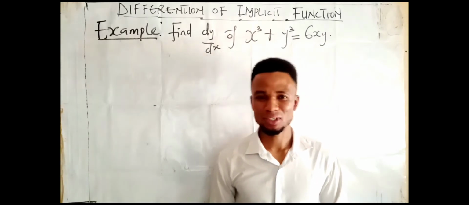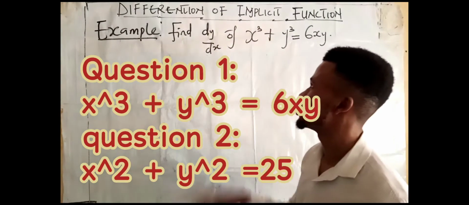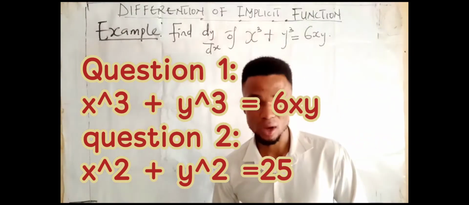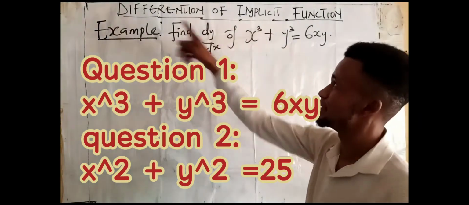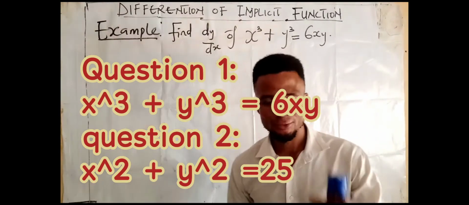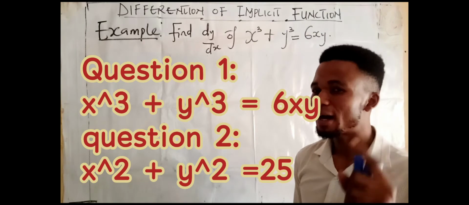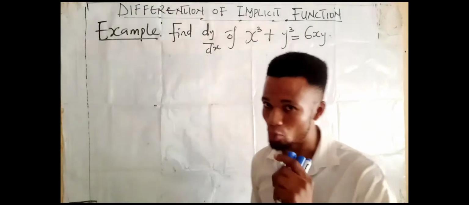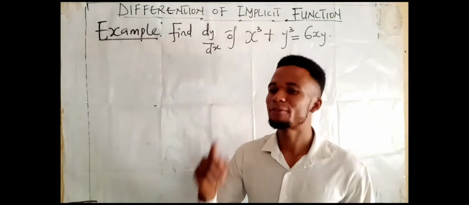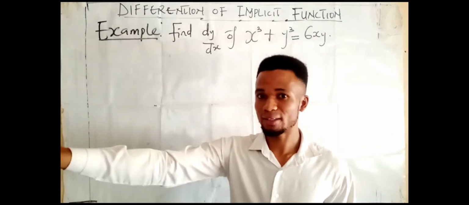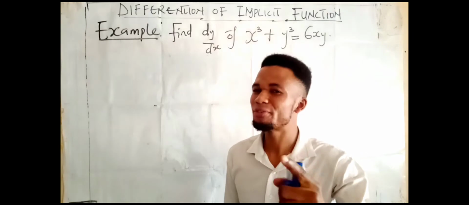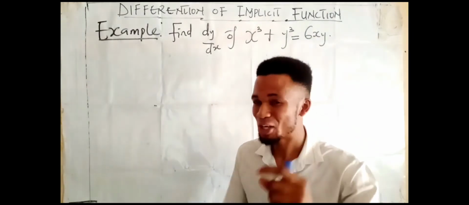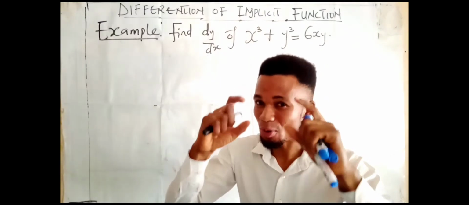Today we want to consider how to differentiate x cubed plus y cubed is equal to 6xy. This is under differentiation of implicit function. Now look, I'm going to give you the shortest way to differentiate it. Now this is the rule. Anytime you are differentiating x, it goes direct. But anytime you want to differentiate y, you must always include dy dx to stand for your differentiation of x.